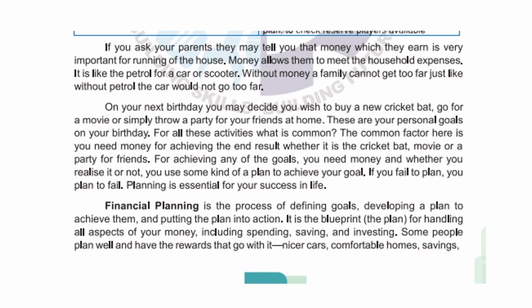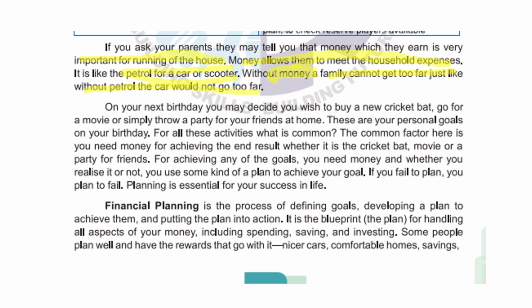Alright? If you ask your parents, they may tell you that the money which they earn is very important for running their house. Obviously, everything we want comes from money. ठीक है, so money allows them to meet the household expenses. अब example में अगर हमसे पूछेंगे तो जैसे कि पेट्रोल है. पेट्रोल होता है ना कार और स्कूटर के लिए. Same, family cannot get too far, just like without petrol a car won't get too far. Money is very important therefore.